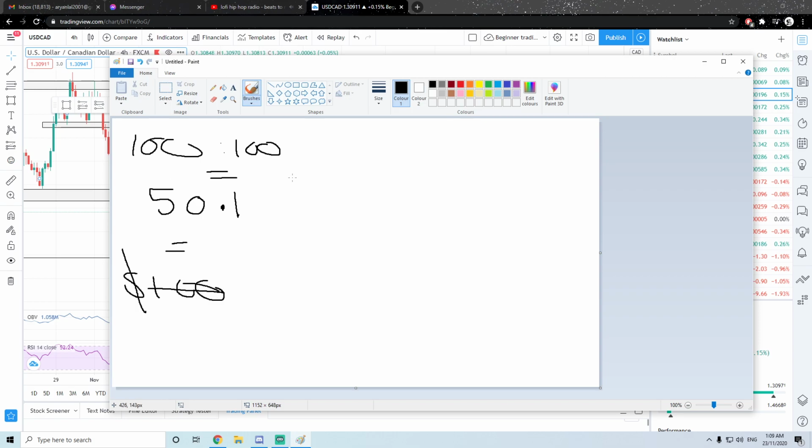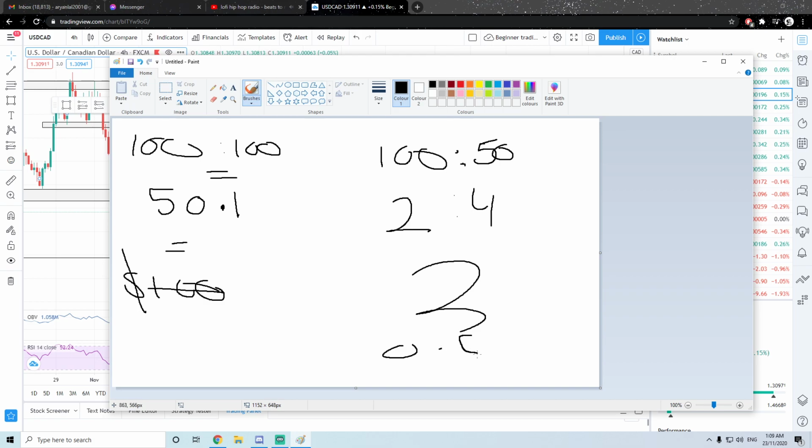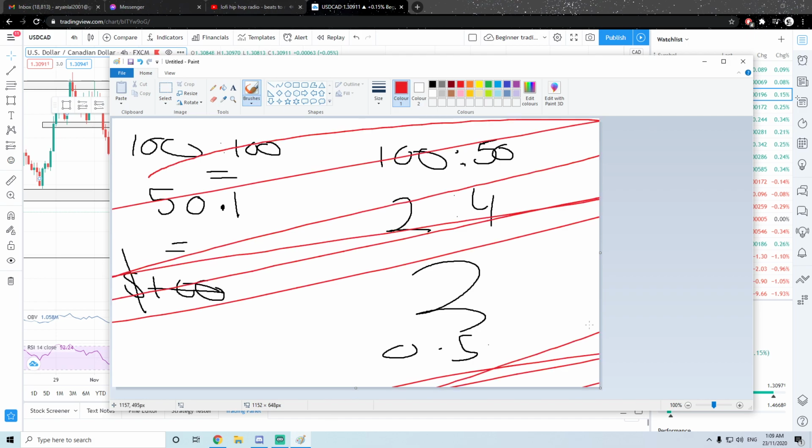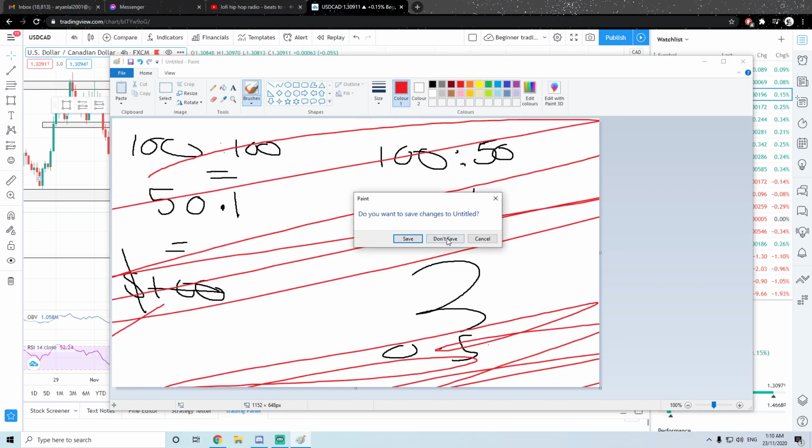But if I had a risk to reward ratio of 0.5 and I'm risking $100 to only gain this $50 here, we can see that I would essentially have to win double the amount of trades that I lose. So for every 2 trades that I lose, I have to win 4 trades, and that's really bad. That's a 0.5 risk to reward ratio. And you know what we do with this? We scribble it out, because this is trash and you do not want to do that.